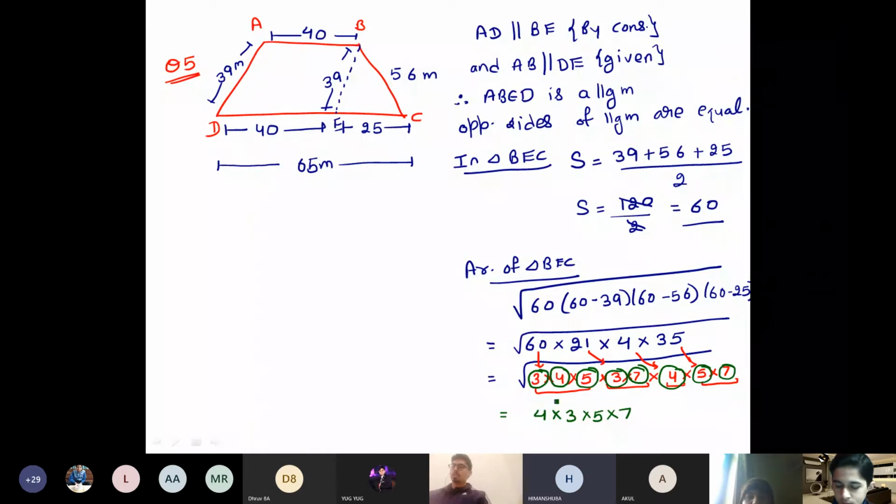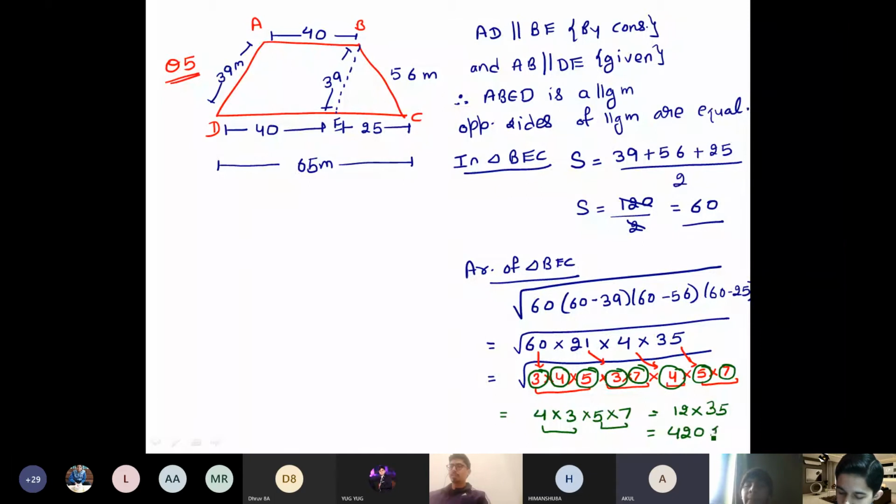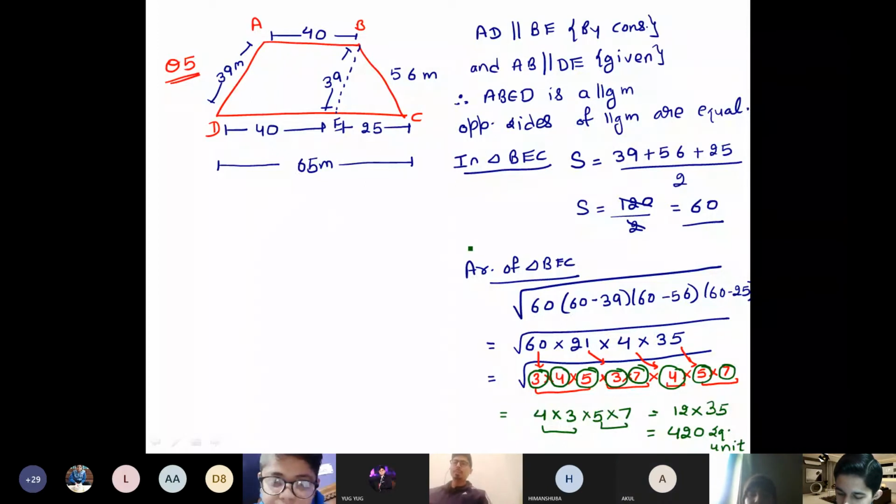Yes, sir. So what's the answer? See, 4 threes are 12, 12 into 35. Multiply 12 and 35, 420. 420 meters square, square unit. Okay. So students, this is the area of triangle BEC.